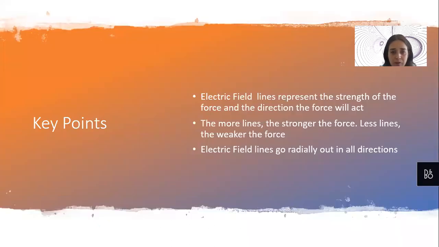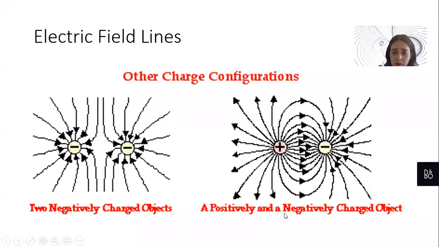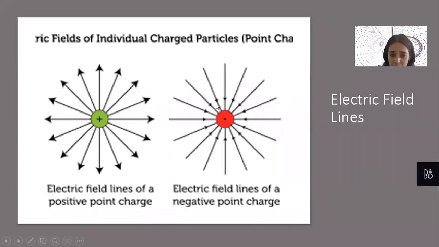Okay, moving along to a few key points about electric fields. So electric field lines represent the strength of the force and the direction that the force will act. The more lines, the stronger the electric field. The fewer lines, the weaker the electric field. Right, and the electric field lines go out radially in all directions. What that means is that they go out equally in every single direction, like in a circle.